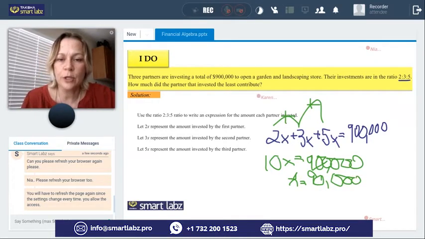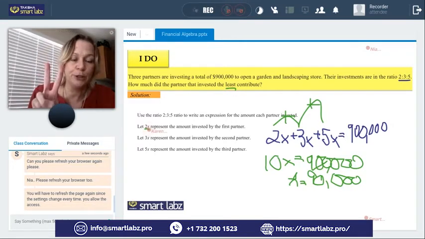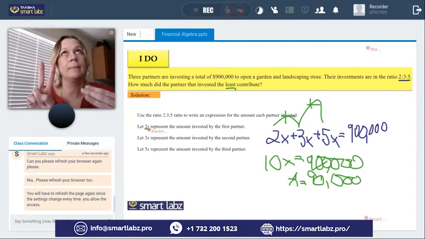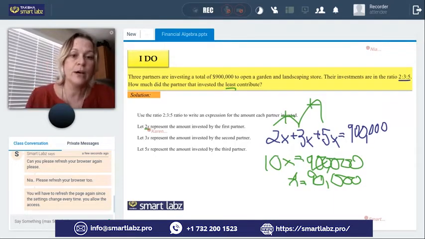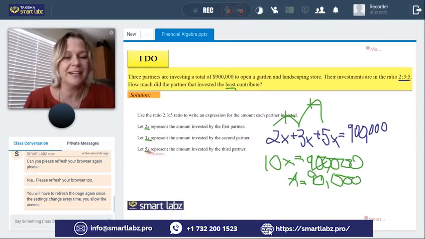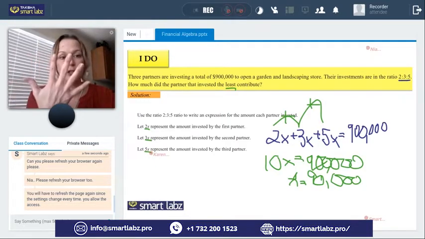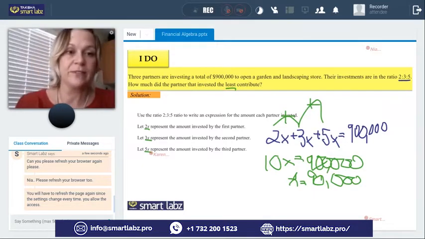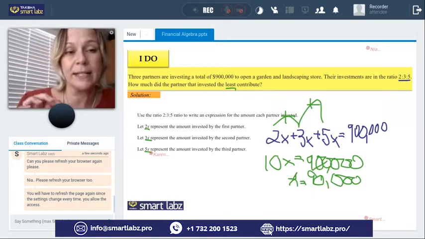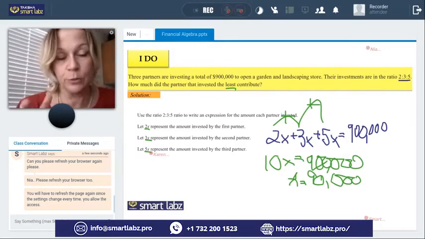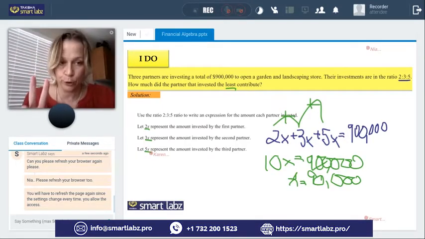Now, who is the person that contributed the least? That's going to be the person that contributed the ratio of 2. That means they contributed 2 times the amount. We have somebody that invested 5 shares, somebody else that invested 3 shares, and then somebody else that invested 2 shares. And because they're asking about who invested the least, that would be the person with 2 shares of the company.